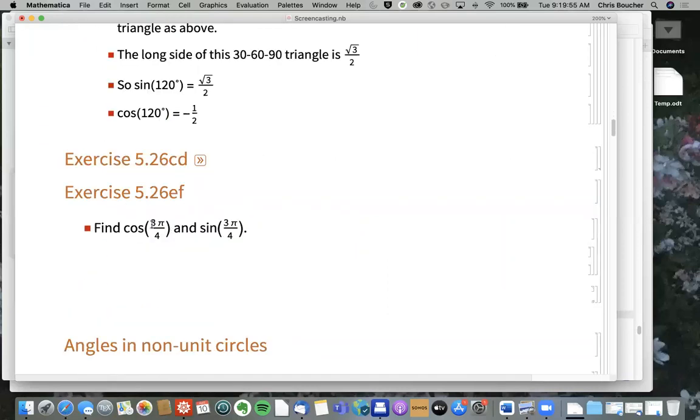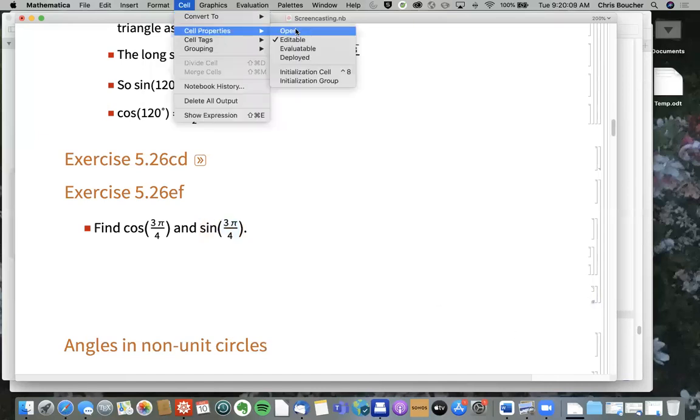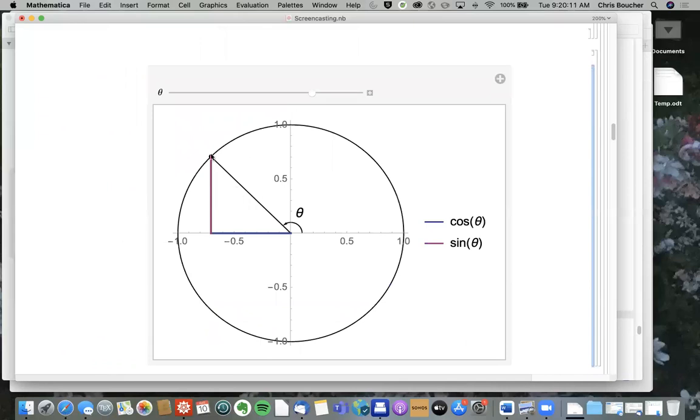Let's move on and try to find this cosine and this sine of 3 pi over 4. So again, I'm just going to keep it in radian mode. 3 pi over 4 is 3/4 of pi, right? So pi is a straight angle, 180 degrees. So this is 3/4 of that, right? So here's pi over 2, 1/2 pi, here's 3/4 pi, there's my circle point.